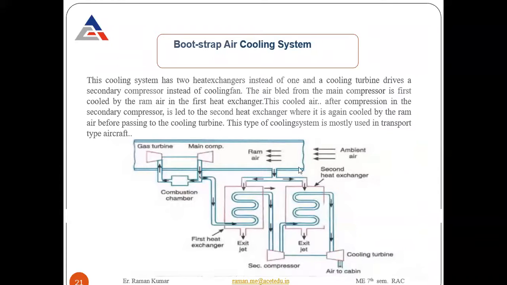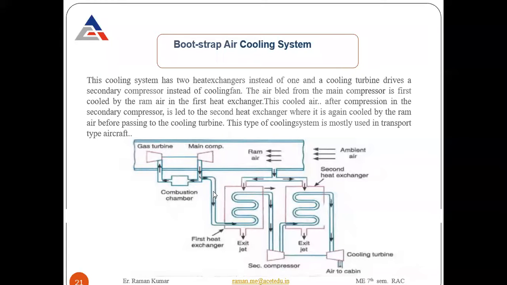Now look here. First, your ambient air enters the jet, then the ramming action takes place, and both pressure and temperature get increased. After this, it enters the main compressor, where both its pressure and temperature get increased. From there, some of the air is supplied to the combustion chamber, where combustion takes place, which helps in running this gas turbine. This gas turbine is directly connected to the main compressor, which it runs.